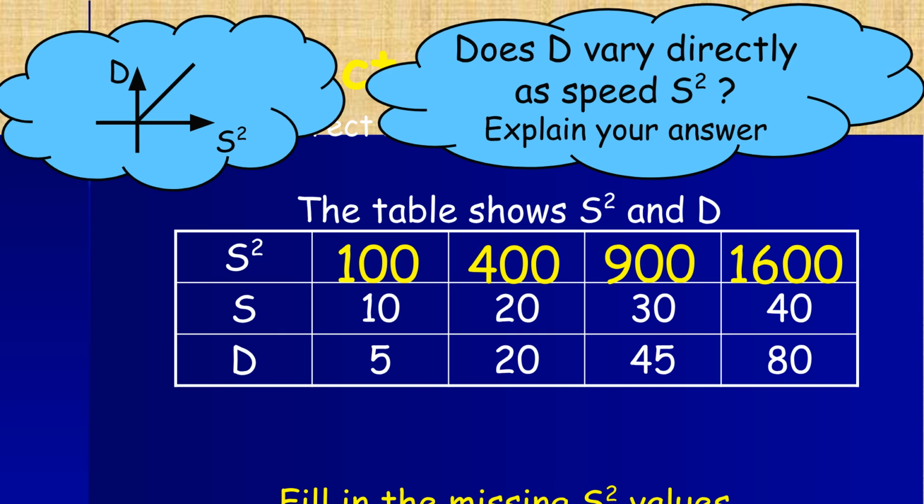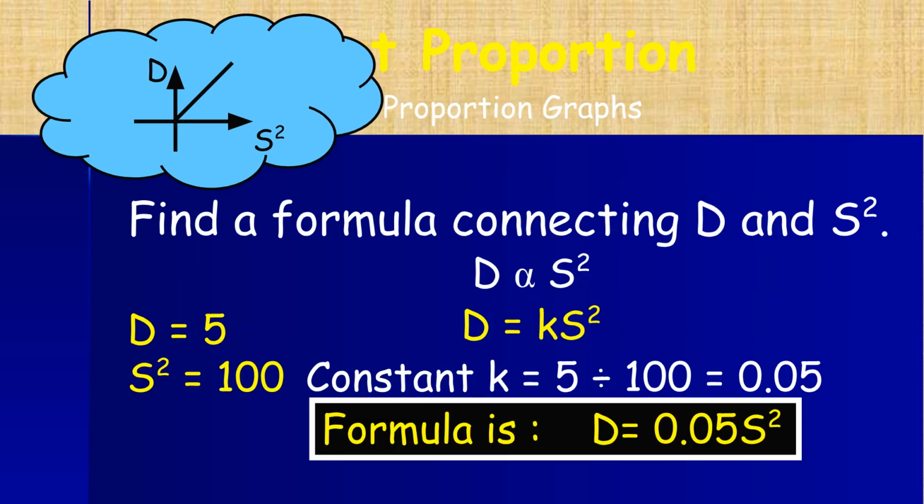Let's check if D varies directly as the square of the speed, S squared. The table shows S squared values. Fill in the missing S squared values, 100, 400, 900, and 1600. Now let's find the formula connecting D and S squared. D is proportional to S squared, so D equals KS squared. Using D equals 5 and S squared equals 100, K is 0.05. The formula is D equals 0.05 S squared.